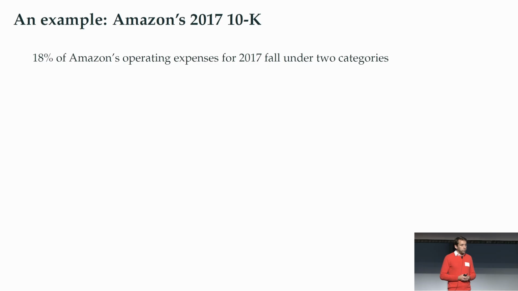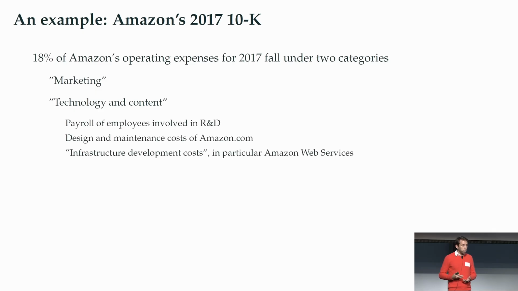Back in 2017, if you looked at Amazon's operating expenses, about 20% of it fell under two categories. One is marketing, and the other is called technology and content. That one's kind of interesting. If you look at the notes, it contains payroll of employees that do R&D, all the design and maintenance costs of Amazon.com, which is the web platform, and all the development costs of AWS, the cloud service that Amazon has been building up over the last 15 years or so.